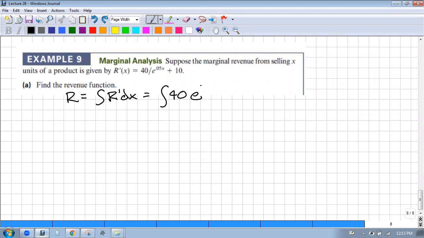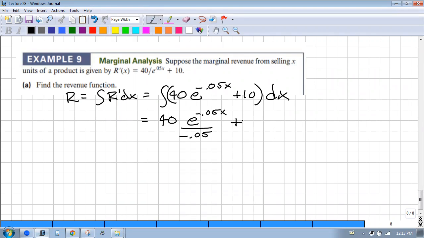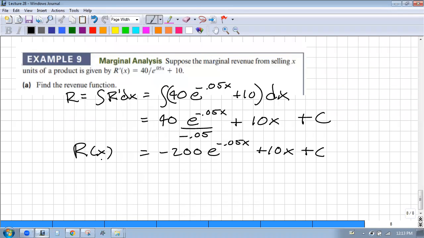Since we're dividing, let's just make the exponent negative. And I need these parentheses in here, right? So there's R prime dx, so I get 40 e to the minus 0.05x divided by minus 0.05, and then 10x, and then plus a constant. Let's simplify this. 40 divided by 0.05, I think, is 200. So this is R of x, looks something like that.